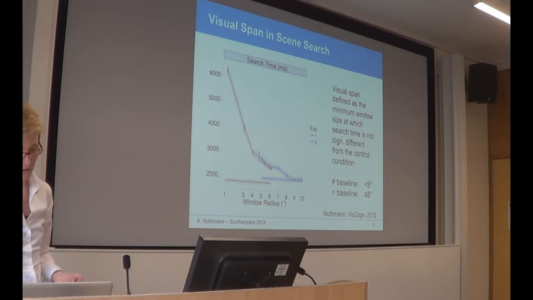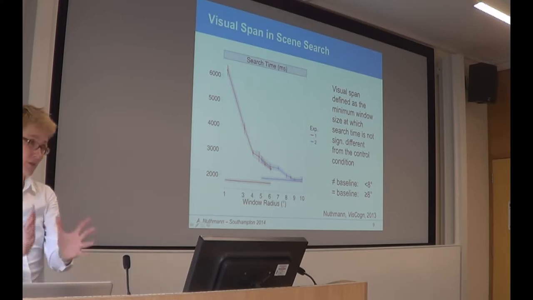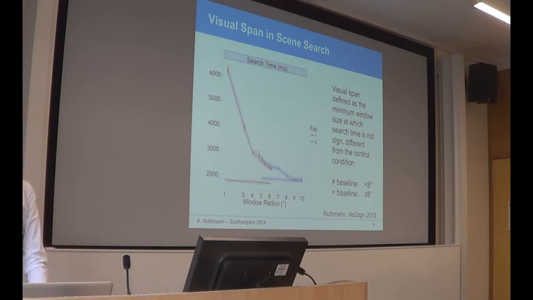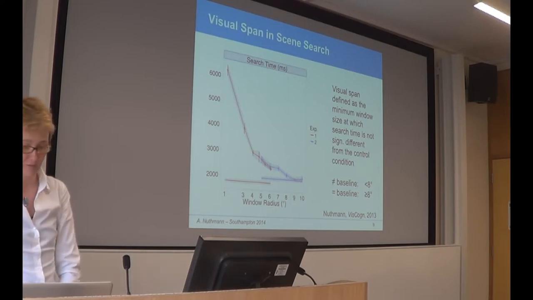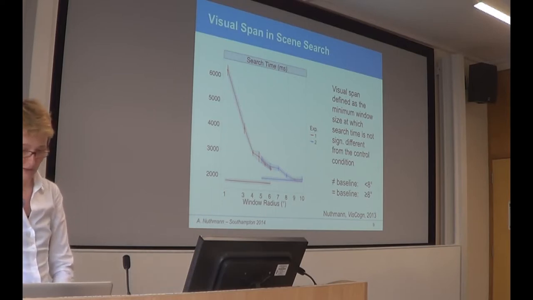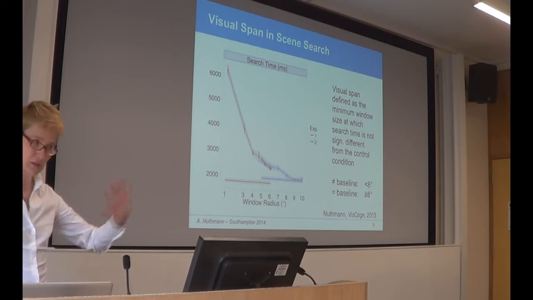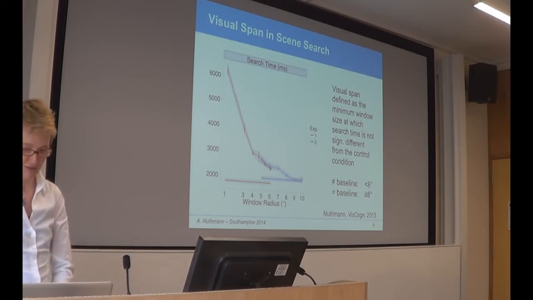So the visual span is quite large, and if you map this back to the size of the scene, in those conditions here at least, 8 degrees to either side of fixation captures 44% of the entire scene surface. And you'll learn later on why I was actually interested in that.